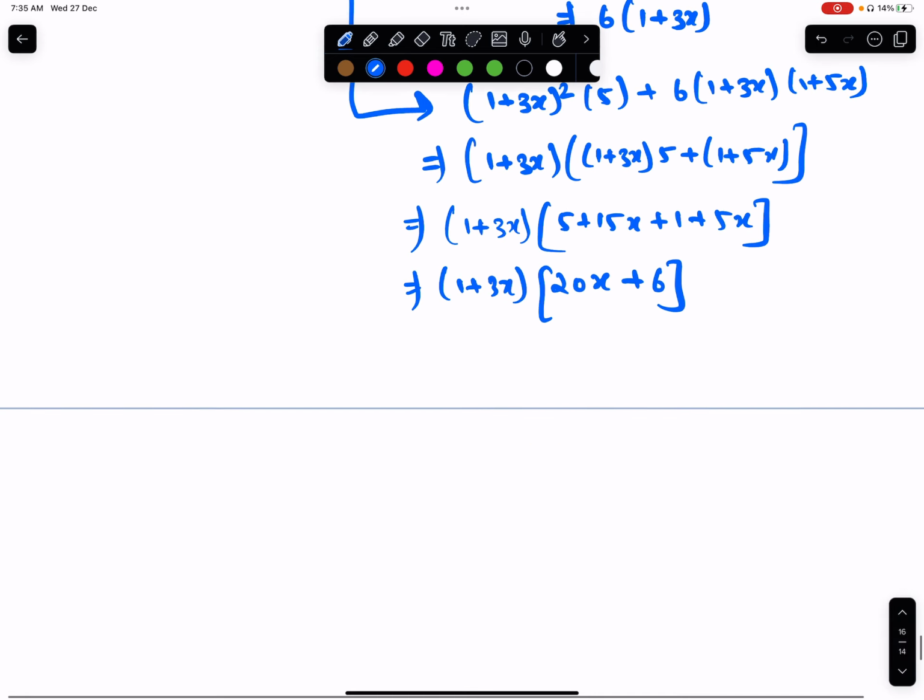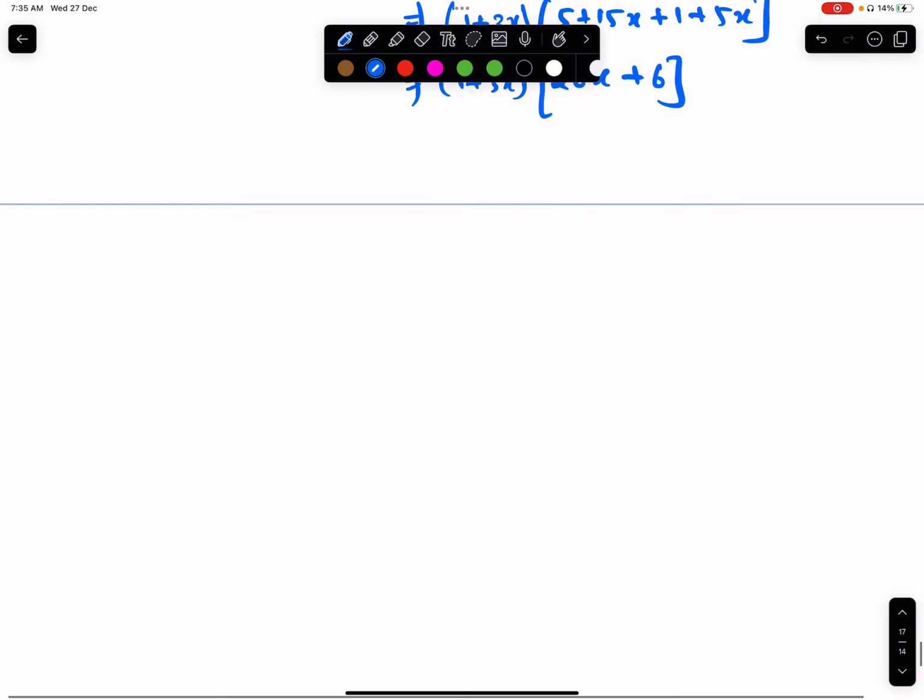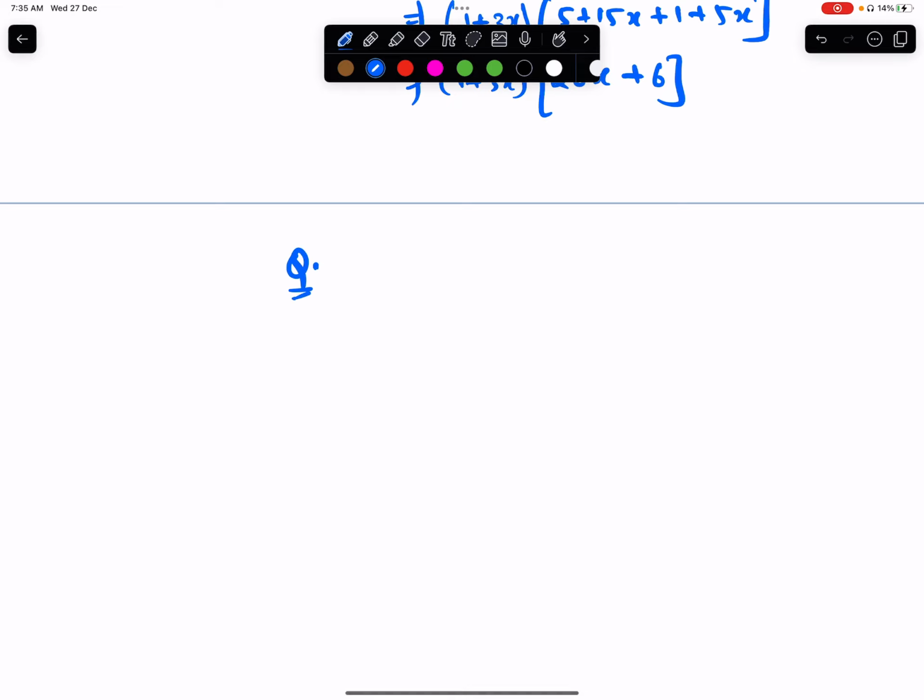Let's see another question from a previous year, based on the product rule. We have to differentiate y equals (5 - 2x) into (2x cube + 3). So let's solve this question. This is an important question.